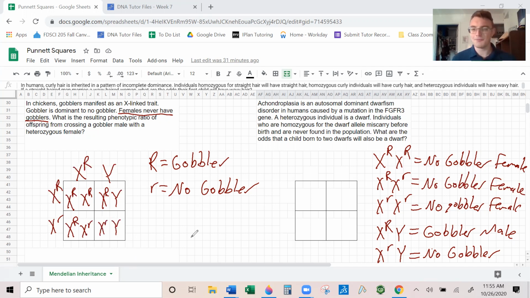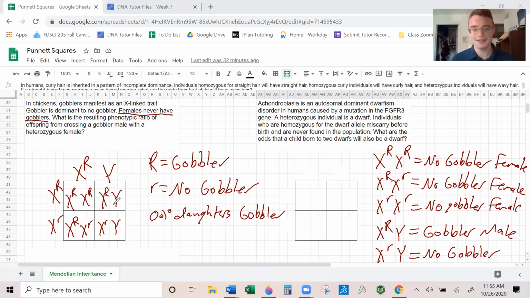Now notice, because this is a sex-limited inheritance problem, and I know females can never have gobblers, I don't even have to look at the Punnett square. I know that 0% of their daughters will have a gobbler, because the question said females can never have gobblers. So even though I've got an X big R female there, and an X big R, X little r female there, neither of them have gobblers because this is a sex-limited inheritance problem. So the big R doesn't matter because they're female.